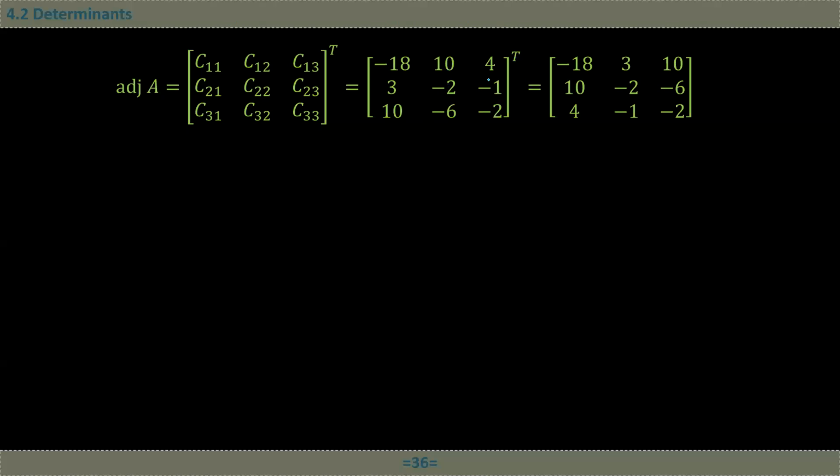And if you just transpose this, it's just flipping about the main diagonal. 10 and 3 interchange, and here we have 10, 3. 10, 4, here we have 4. 10, minus 6, negative 1, or minus 1, minus 6. So that is the adjoint of matrix A.